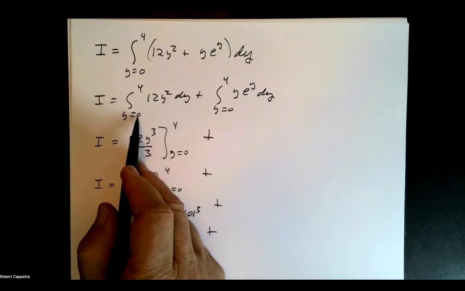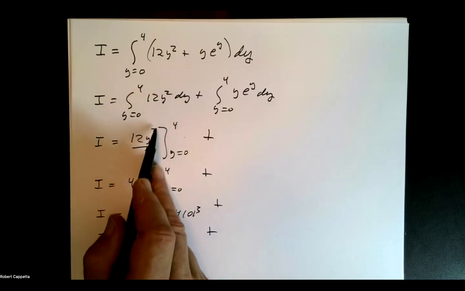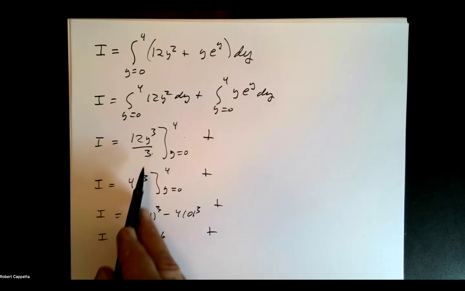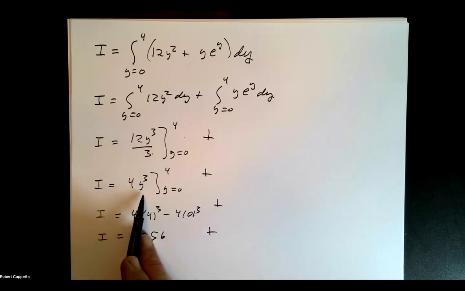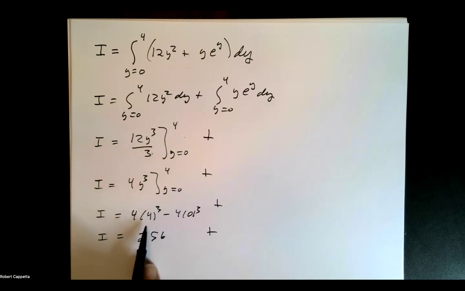Working on that first piece, the integral from 0 to 4 of 12y squared dy: the antiderivative of y squared is y cubed over 3. The 12 over 3 is 4, so 4y cubed. Y goes from 0 to 4, so 4 times 4 to the third minus 4 times 0 to the third, and we get 256 for that first integral.